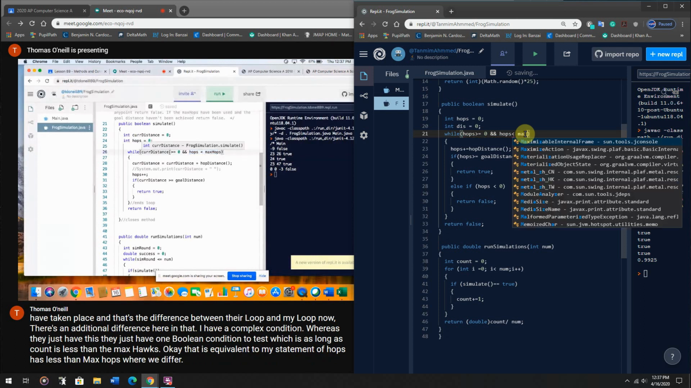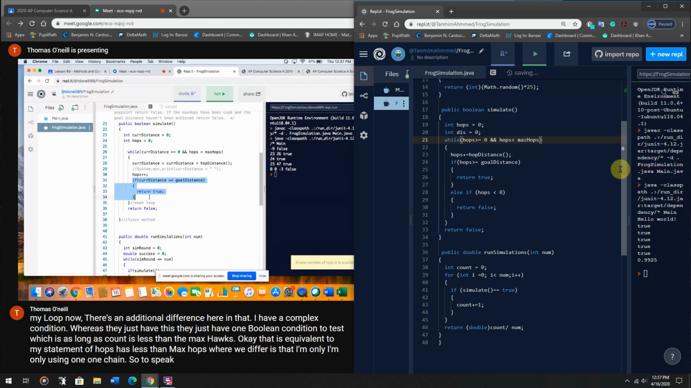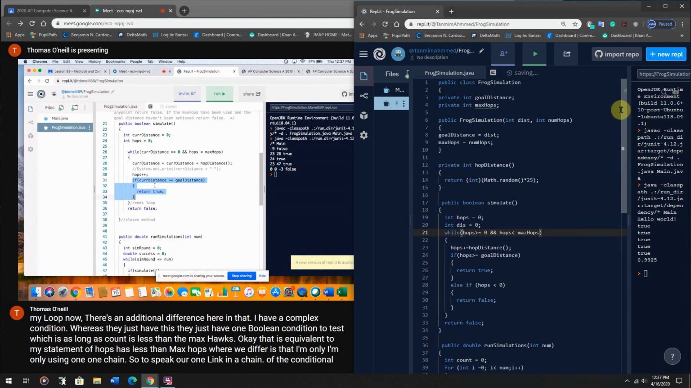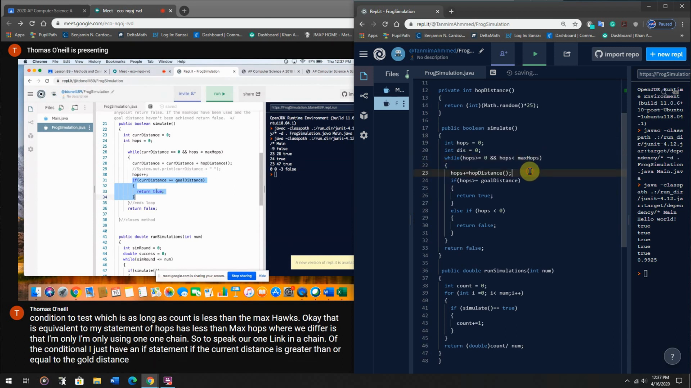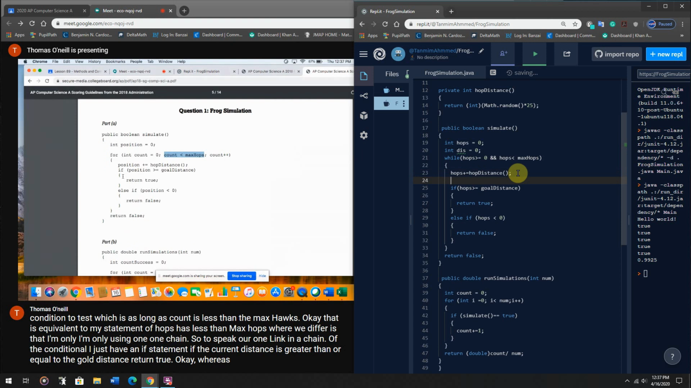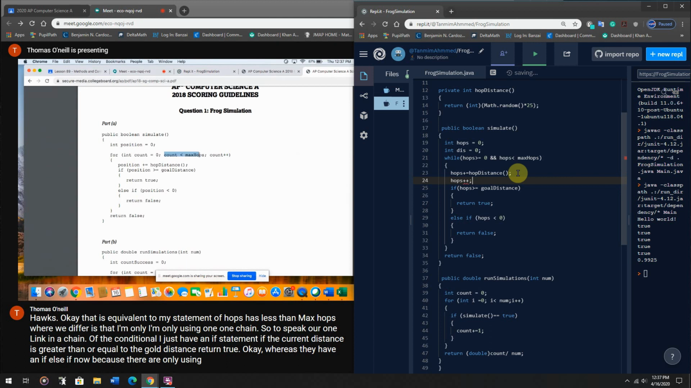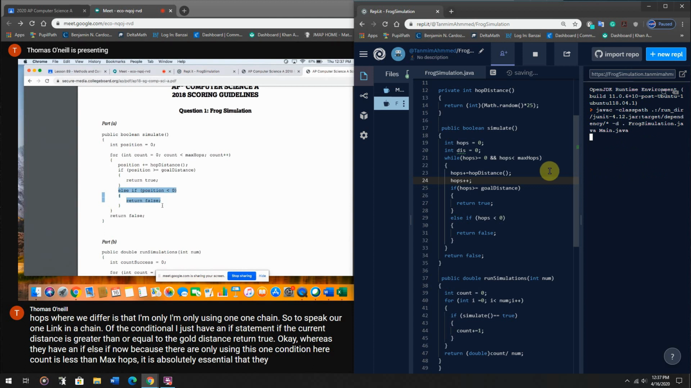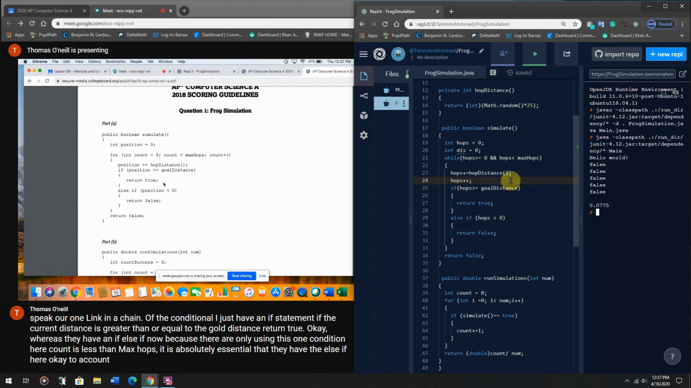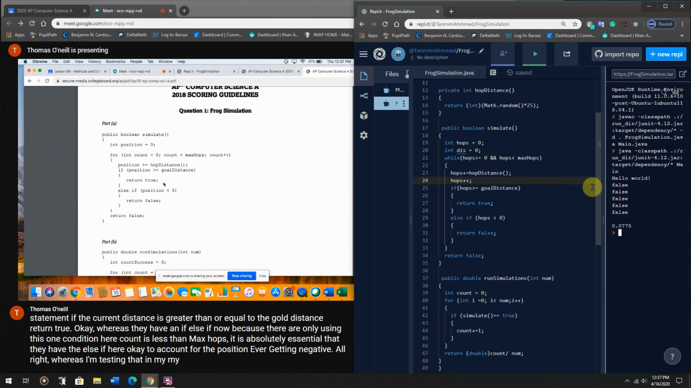Where we differ is that I'm only using one link in a chain of the conditional. I just have an if statement: if the current distance is greater than or equal to the goal distance, return true. Whereas they have an if-else if. Because they're only using this one condition, count is less than maxHops, it is absolutely essential that they have the else if here, to account for the position ever getting negative, whereas I'm testing that in my loop header.